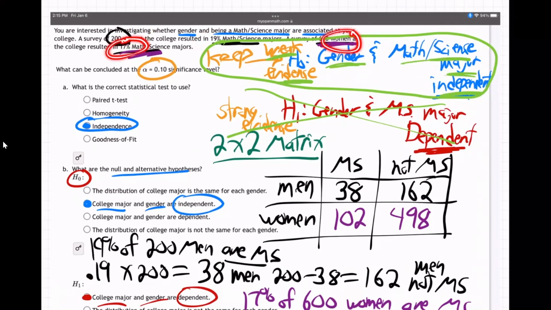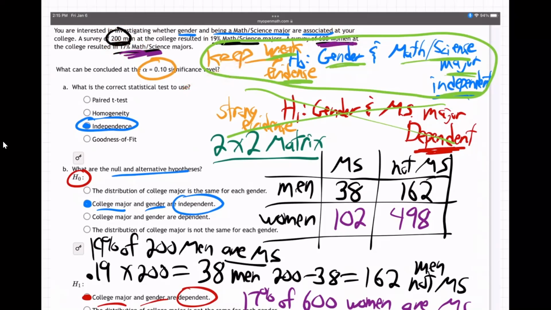It was pretty close. 19%, 17%. That just could have been a lucky sample. I know we surveyed 200 men and 600 women, but it was so close, 19%, 17%. That just could have been a lucky couple of extra men that happened to, by luck, get in the sample. And really they're the same, and it doesn't really make a difference your gender, man or woman, as far as how likely you are to be a math science major. That's our conclusion, because evidence was weak because they weren't very different.